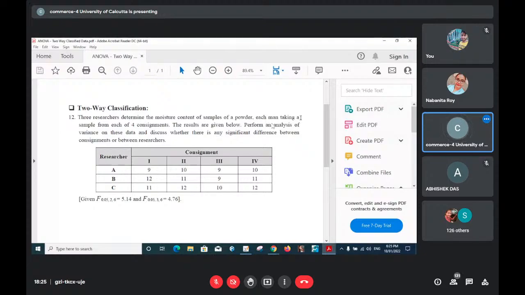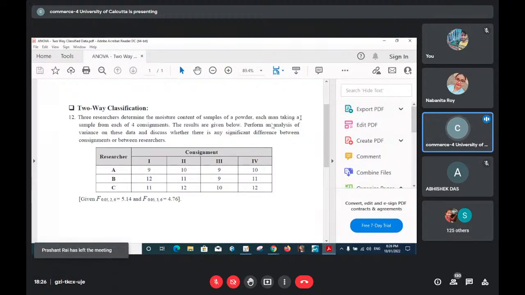Now you have seen that three researchers determine the moisture content of samples of a powder, each man taking a sample from each of four consignments. The results are given below. Perform an analysis of variance on the data and discuss whether there is any significant difference between the consignments or between the researchers. You can easily see that the question itself asks whether there is any significant difference between the consignments or whether there is any significant difference between the researchers.